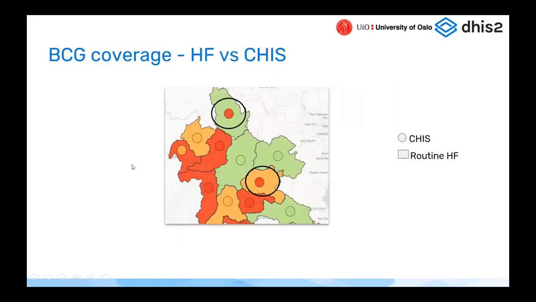Again, for example, these are things that we get on a daily basis from our use cases out there. Here we are looking at BCG coverage. The little dot shows the information that you collect from community data, and in the actual area we have the information that has been extrapolated from the facilities. You can see that in some cases it matches, in some cases it doesn't, but how will you ever figure it out if you never bother to triangulate the different sources that you are presented with?